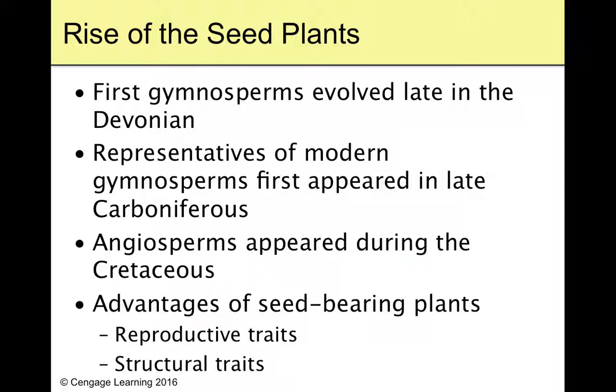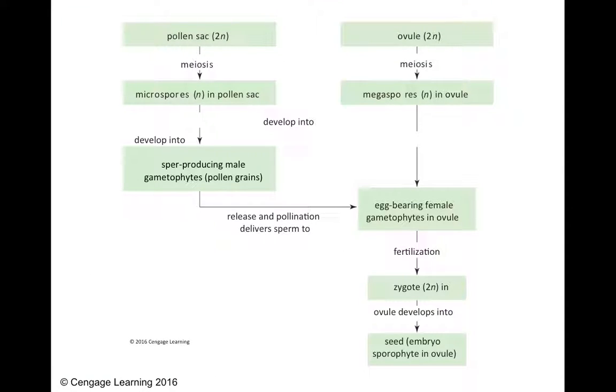And the advantages of the seed-bearing plants were their reproductive traits, being able to be carried by a pollinator, being able to survive a dry environment that's maybe not going to be flooded by the ocean all the time, and then their structural traits as well, like being able to grow up really tall. So that's a cool thing. Being able to withstand drought, that sort of stuff. And so here's what this looks like.